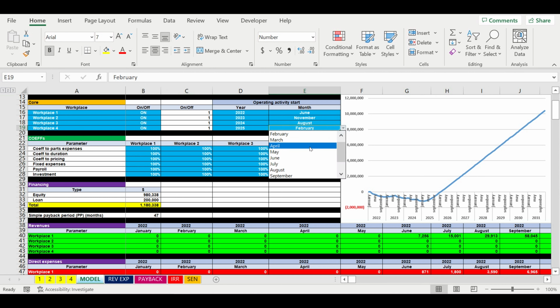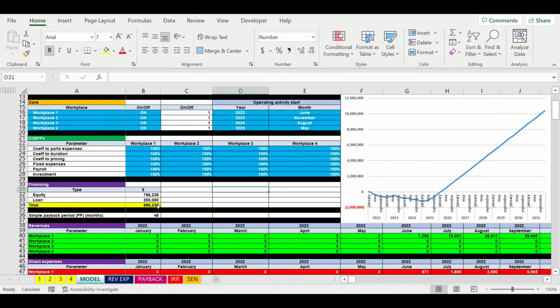Let's open it in for example May, to see how much financing we need. So for example, if we have only $1 million in pocket, the strategy of opening the workplaces should be like this, for example. So this is the real speed of developing this business idea. So with this pricing, with this amount of direct costs and so on, this is very valuable.